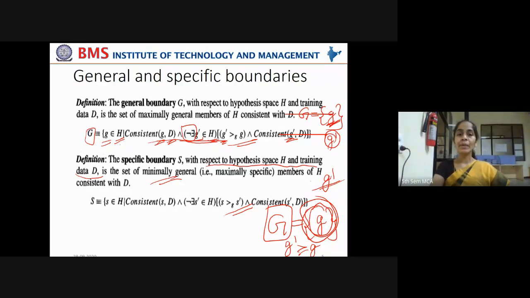set of minimally general, or see here we are using maximally general earlier. That is why here we are using minimally general, because we are going towards the specific part of the hypothesis space, right? So minimally general, or I can use it complementarily, maximally specific. Okay, maximally specific members of H consistent with D.